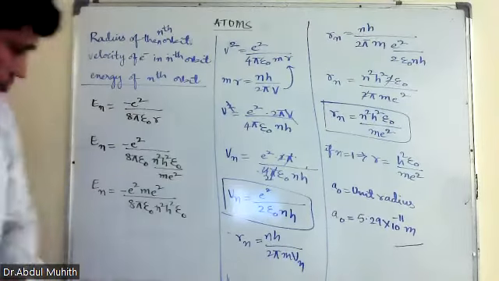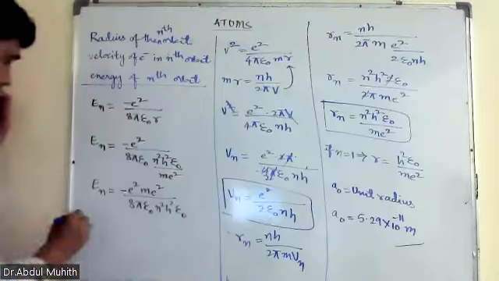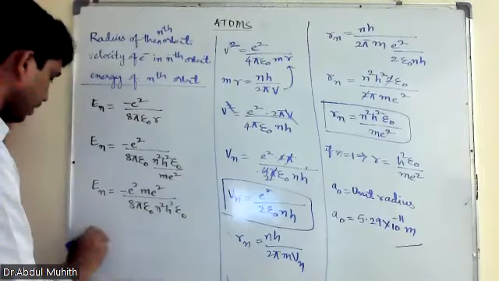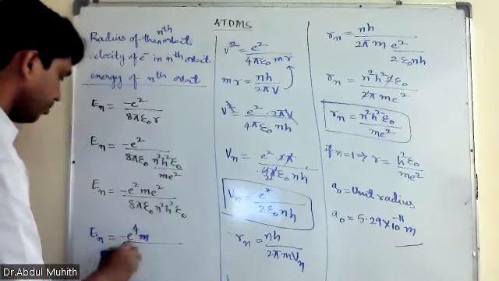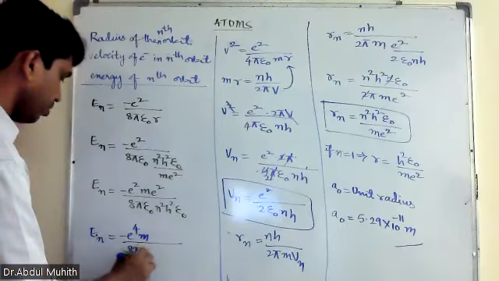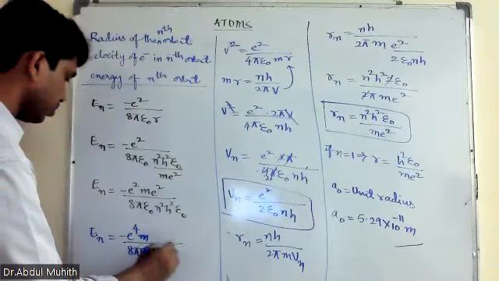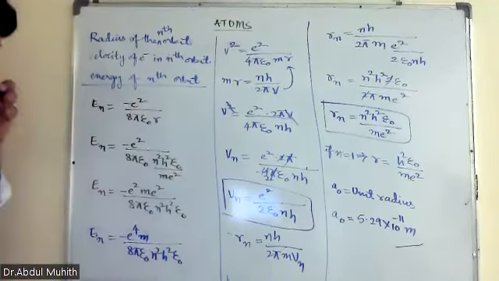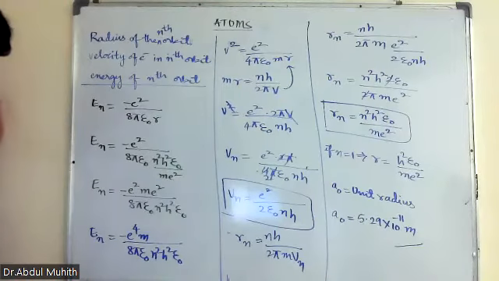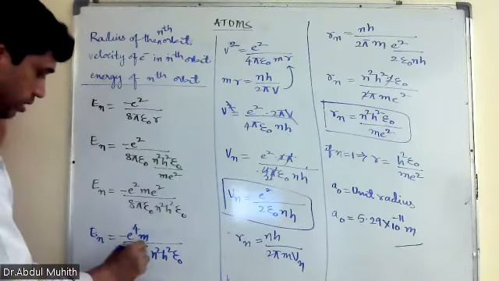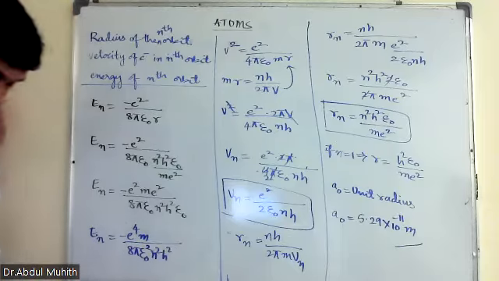Now we'll solve it. So it will become what? En is equal to minus e power 4 m divided by 8 pi epsilon 0 n square h square epsilon 0. Can we write epsilon 0 square now, better? Yeah, the pi and n square, this will go away. So this is the answer.